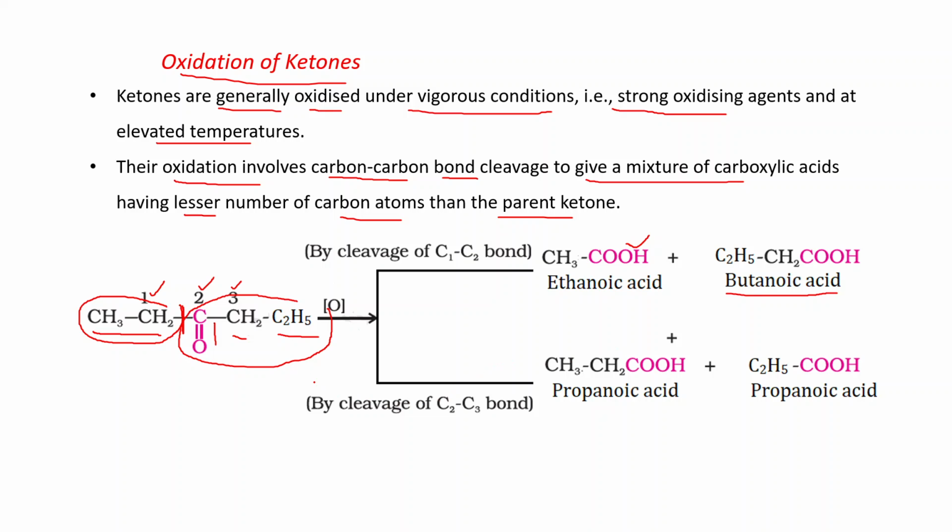Clear? The same way, if cleavage takes place between C2 and C3, then this part will convert into carboxylic acid, CH3CH2COOH, propanoic acid, and this part will also convert into carboxylic acid, C2H5COOH, propanoic acid. Okay, in this way we will get different products.